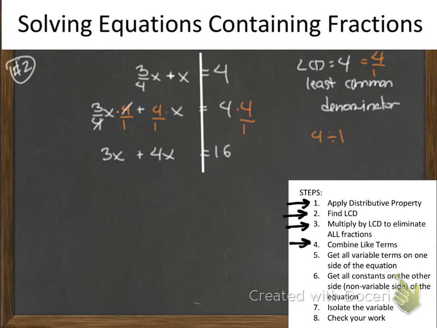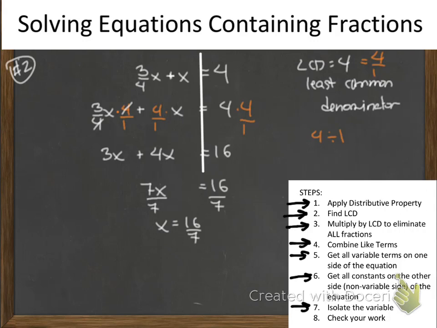So this is asking us to combine like terms. 3 plus 4 is 7, so we have 7x is equal to 16. And then all that remains, right, we already have all of our variables on one side, we have our constants on the other side, so now we just have to isolate the variable by dividing both sides by 7. So we have x is equal to 16 over 7.